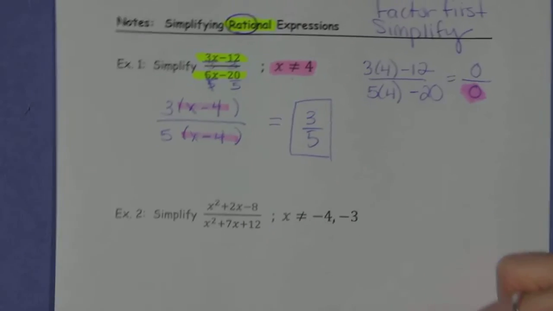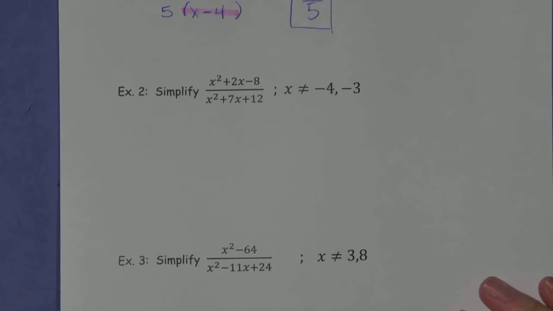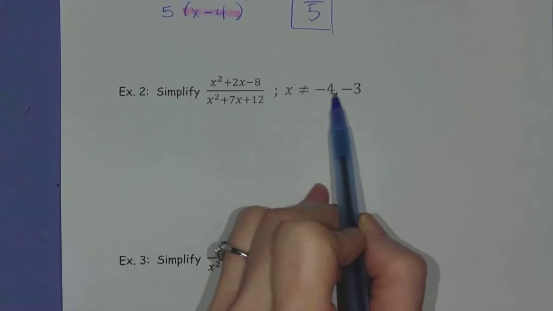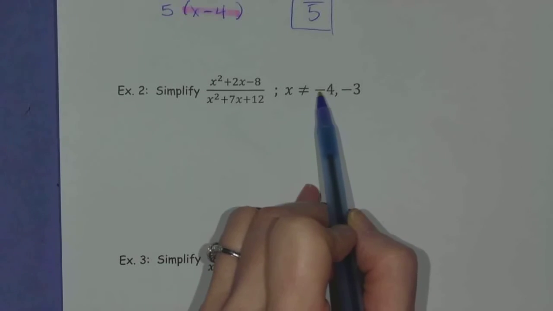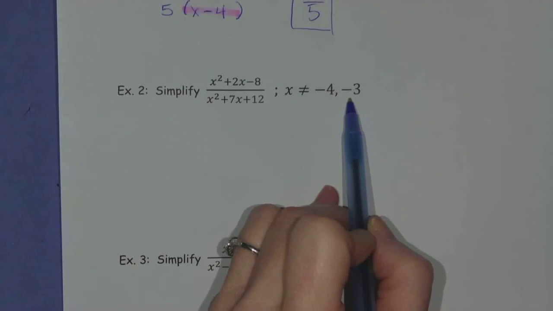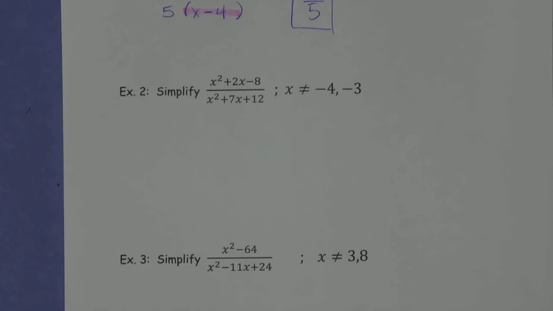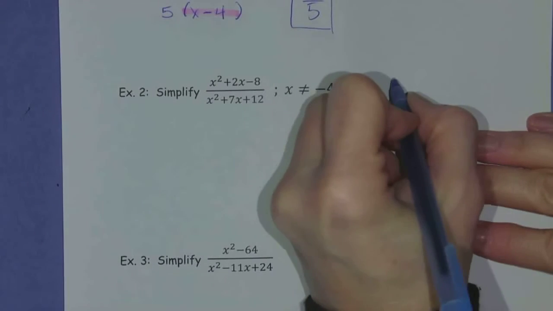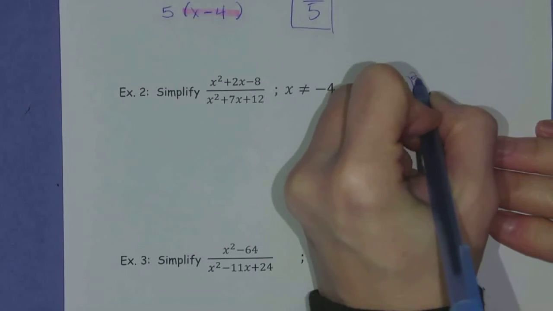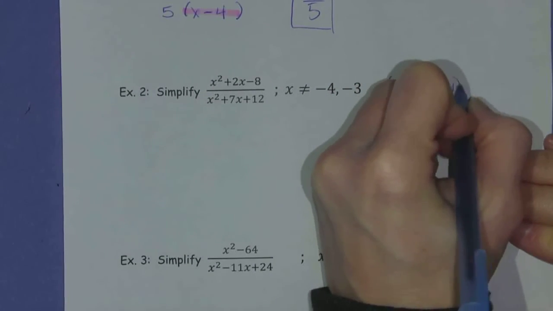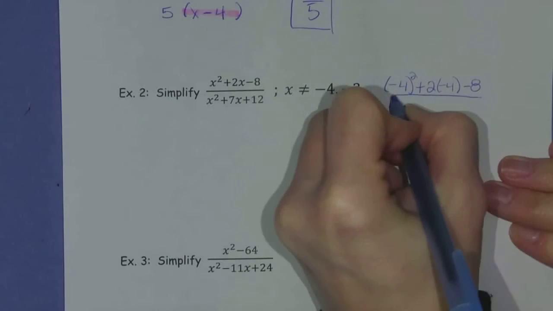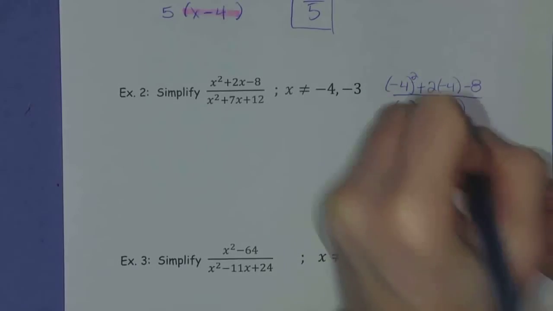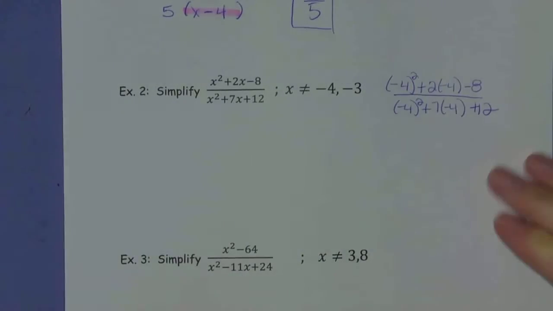Okay, let's go to the next one. Example 2, simplify, and then we've got this rational expression. This time, x is excluding two different values, -4 and -3. So let's just see what happens here. If I were to plug a -4 into this, for example, I would have -4 squared plus 2 times -4 minus 8 all over -4 squared plus 7 times -4 plus 12.